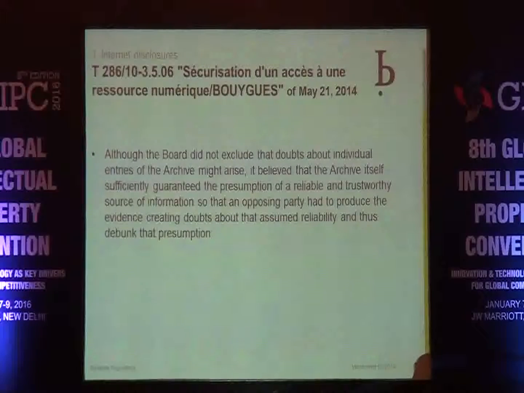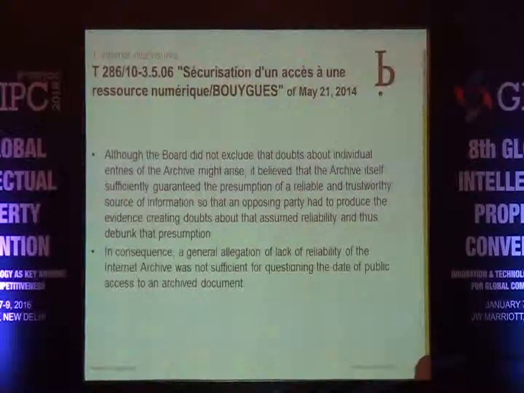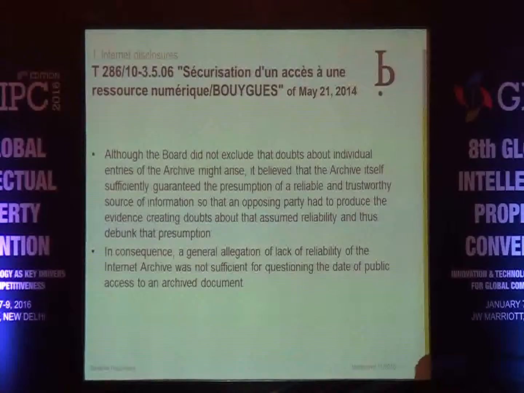Although the board did not exclude that doubts about individual entries of the archive might arise, it believed that the archive itself sufficiently guaranteed the presumption of a reliable and trustworthy source of information. Therefore, a general allegation of lack of reliability of the Internet Archive was not sufficient for questioning the date of public access to an archived document.